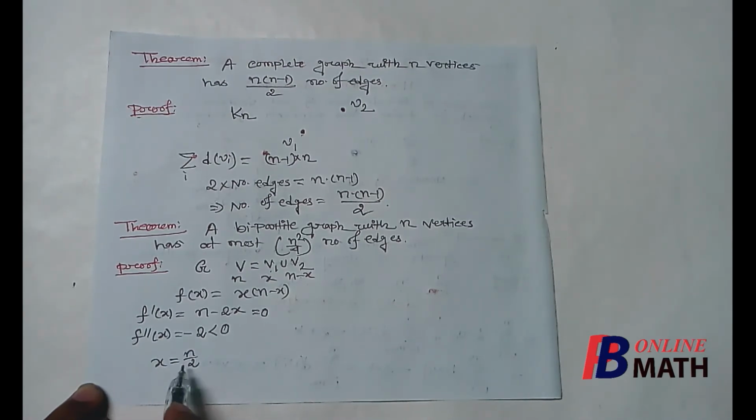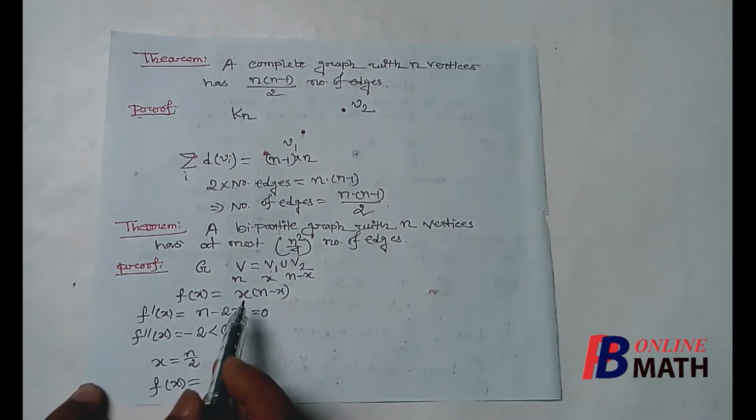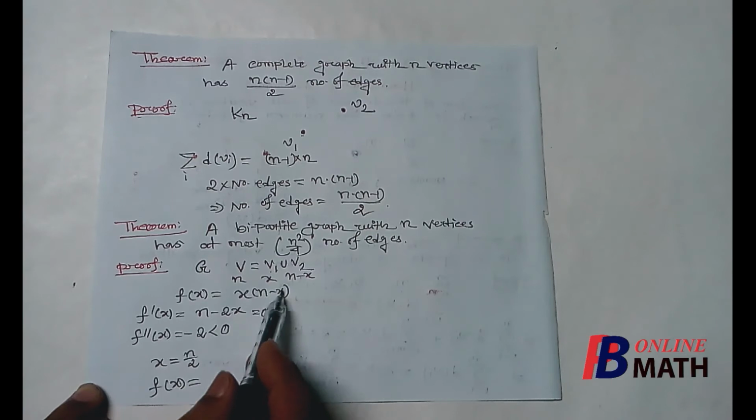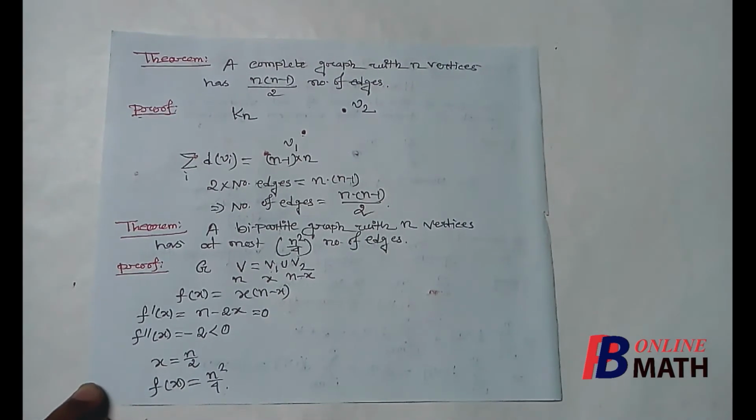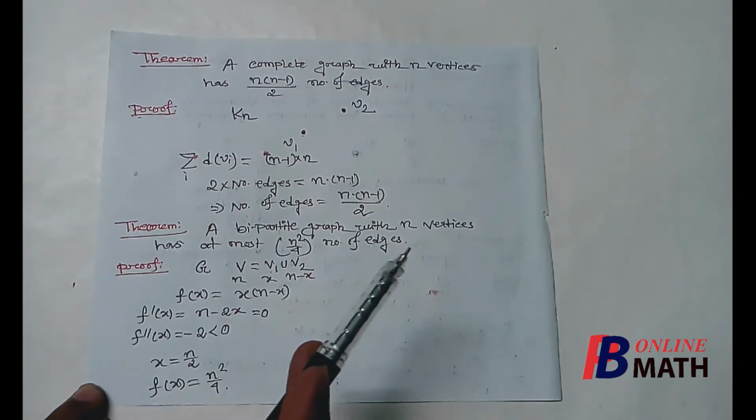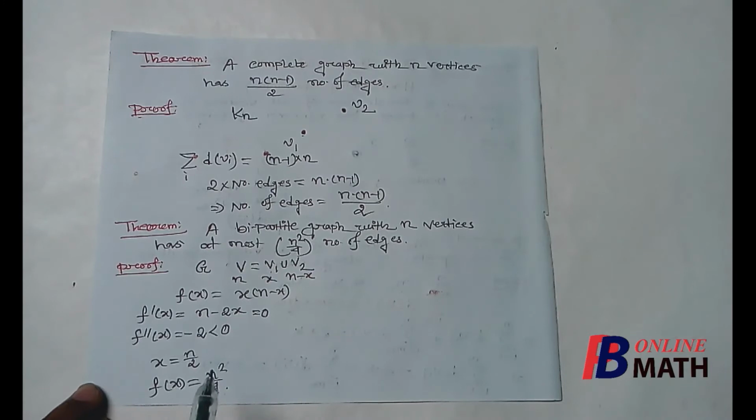So if x is n by 2, then we have f(x) equal to n by 2 into n minus n by 2, which is n square by 4. So here we find that the maximum number of edges in a bipartite graph with n vertices is f(x) equal to n square by 4.